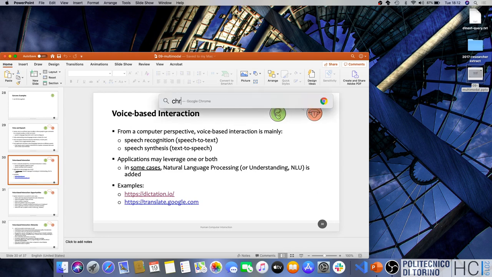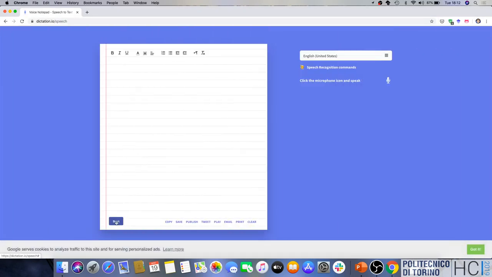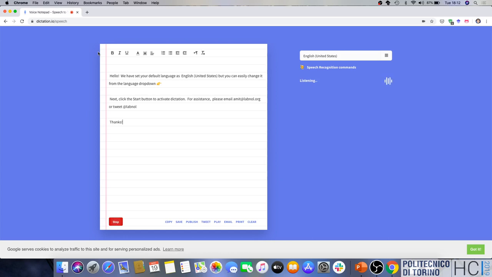So let's try to... Okay. I'm trying to use this. So it needs to have the microphone really close. And more or less it works. And so you see here two possible problems.